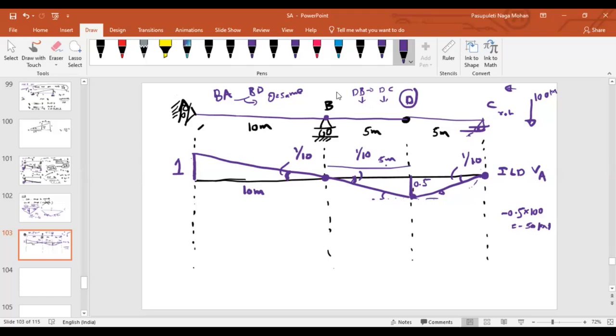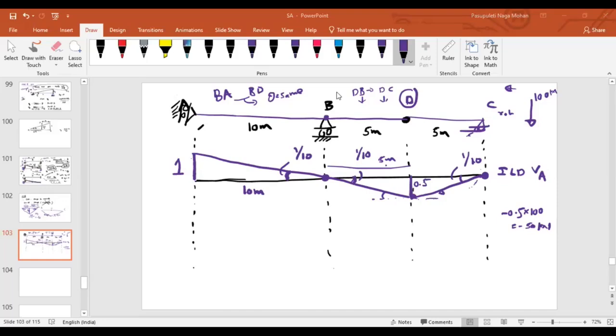That means if your load is in between the span B to C, what is the direction of the reaction at point A? Once again, if the load is between B to C, what is the direction of the reaction at point A? Positive, sir.